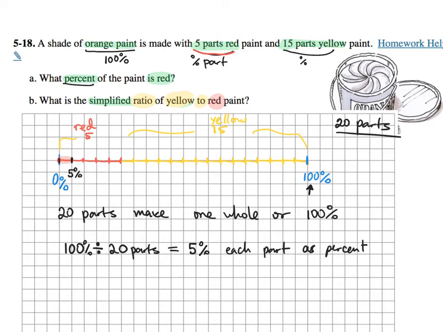Now go ahead and answer the question: what percent of the paint is red? Count by 5 and identify. For letter A, go ahead and write a full statement. Pause the video.